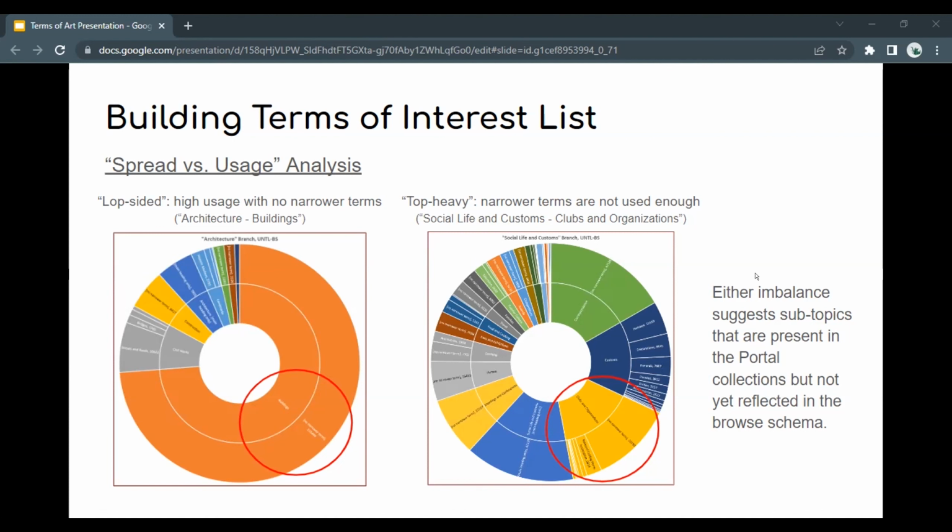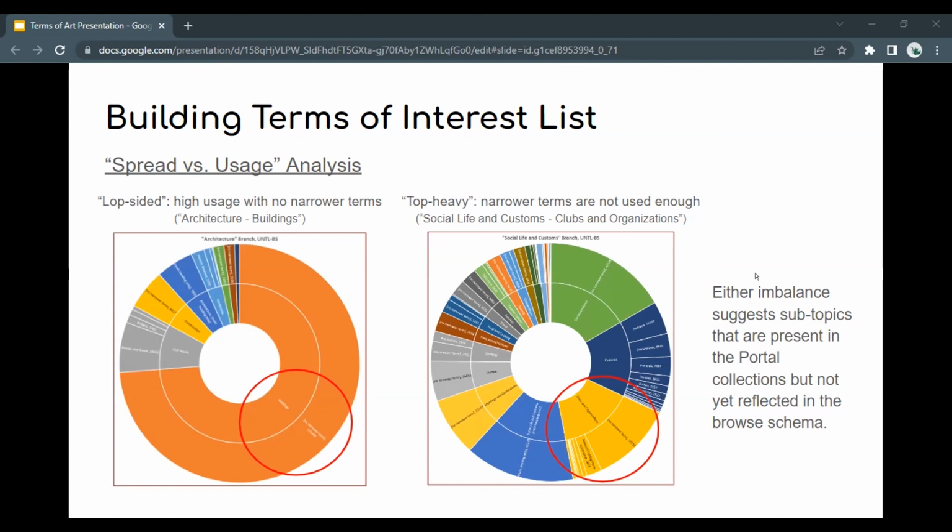Within the architecture main branch, which is what I've displayed in that chart, there are 7 subtopics. Most of these terms account for less than 10% of the total occurrence count on the branch, but the buildings subtopic accounts for over 73%. And despite this high occurrence rate, it has no narrower terms underneath of it.